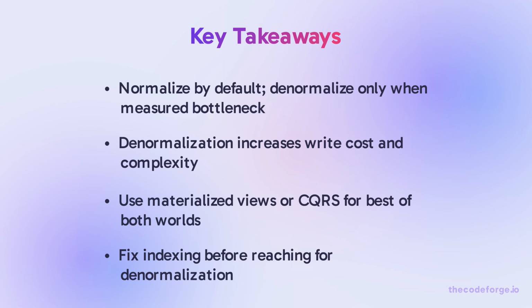To recap, always start with a normalized schema. Denormalize only when you have a measured read bottleneck that caching can't solve. Remember that denormalization increases write cost and complexity. Use materialized views or CQRS to get normalized writes and denormalized reads. And always fix indexing before reaching for denormalization.